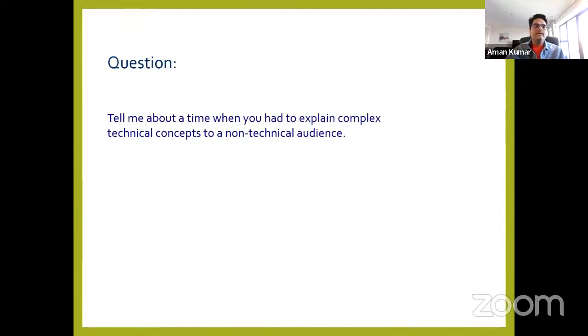Suppose this question comes to you: tell me about a time when you had to explain a complex technical concept to a non-technical audience. What do you think the interviewer is trying to check here? What is the intent? First, we will try to understand the intent, then we will go to the answer. Because if you understand what is being tested through this question, then you can frame your answer. Maybe it may not be 100% right, but it will be at least in some shape.